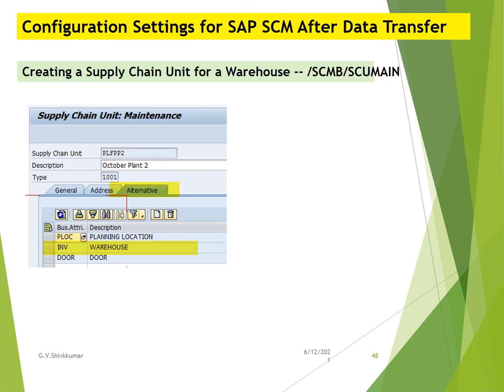Configuration setting for SAP SCM after transfer. Okay. So transactions for creating supply chain unit, right? For the warehouse it is /SCMB/SUMAIN. Okay. So INB for warehouse. And if it is business attribute, PLOC for planning location. Door means that we need to use this code. Door.